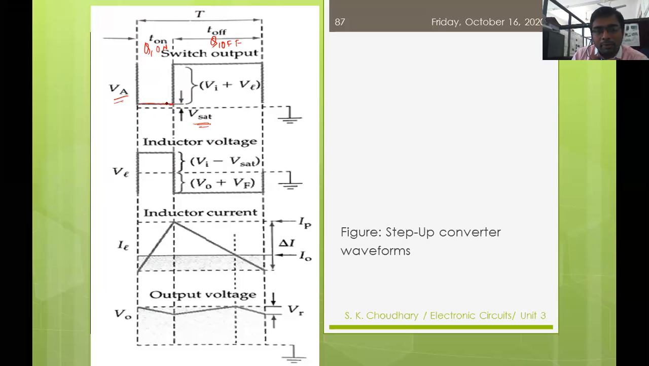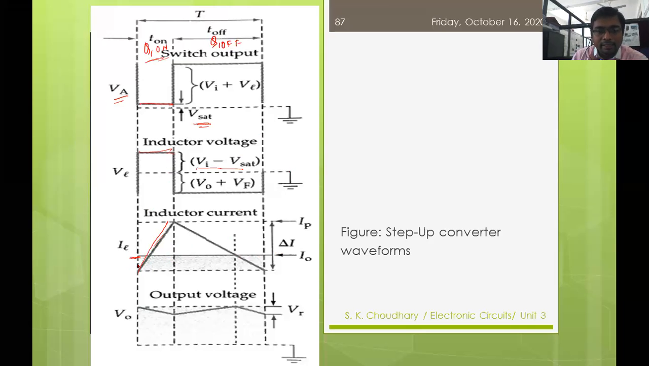And at that moment when T on, or Q1 is on, your inductor voltage is positive, and it is nothing but VI minus VSAT, shown here above the ground potential. At that moment your inductor starts to charge, so the current across the inductor increases linearly. That is shown here, and it reaches the maximum value I peak, and the output voltage remains constant. It is always shown by this line, this is the output voltage level. It stays constant. There is some more discussion that we have to cover also.